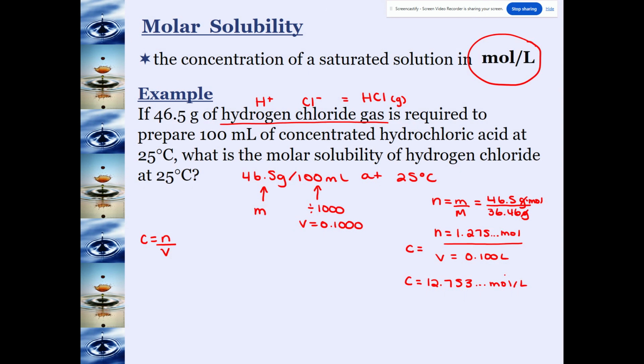Now, sig digs. Temperature is irrelevant in this question, okay? So it's not going to affect your sig digs. We're looking at the number of sig digs in the mass and volume that we were given, okay? So that's 3 sig digs. So this will round to 12.8 moles per liter, because we're cutting off a 5. So if you are asked to find molar solubility, it just means take your solubility and convert it into a molar concentration in moles per liter.